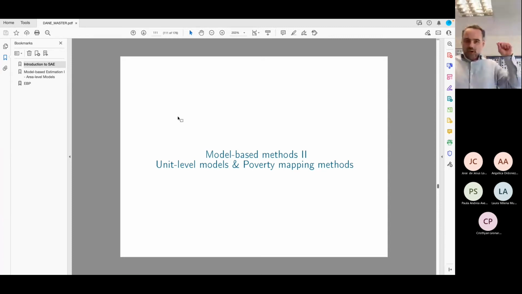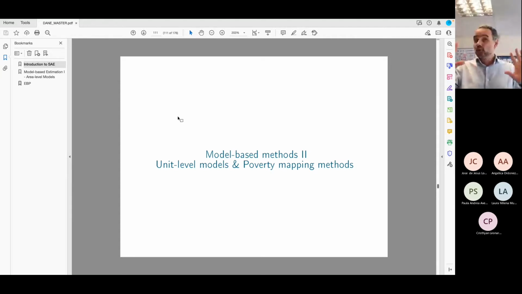What we're going to do now is move on to a different topic. We're still going to use model-based methods, so we're still assuming a model. But in this case, we're going to use unit-level models, as opposed to area-level models. And we will start by presenting unit-level models, say, for simple averages, like means of income and so on.